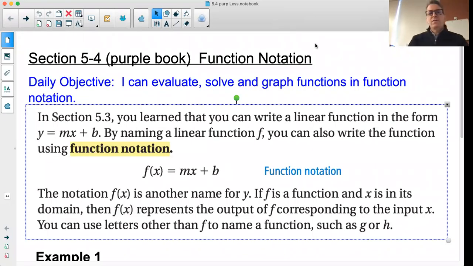Okay, function notation. So basically I clipped this out of the book. And as I mentioned, the book is the purple book, which we'll be diving into within the next couple months. Towards the end of the year, we'll be really diving into it. But let's just jump right into what function notation really means.